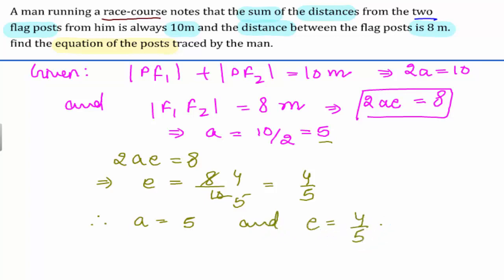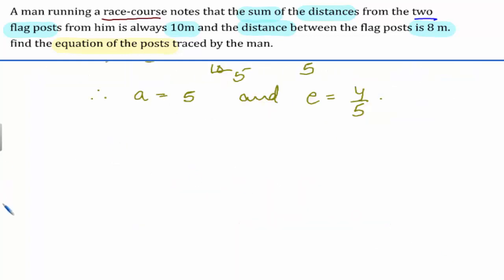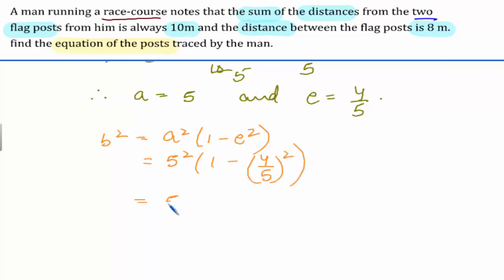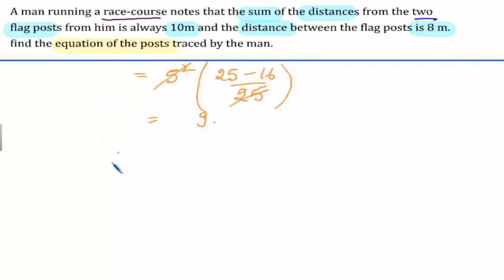Therefore, the value of a is 5 and e is 4 by 5. Now, we know the relation that b square is equal to a square into 1 minus e square, that is 5 square into 1 minus 4 upon 5 whole square. So we have 5 square into 25 minus 16 divided by 25, which is equal to 9. Therefore, b square is equal to 9 and a is equal to 5, so a square is equal to 25.